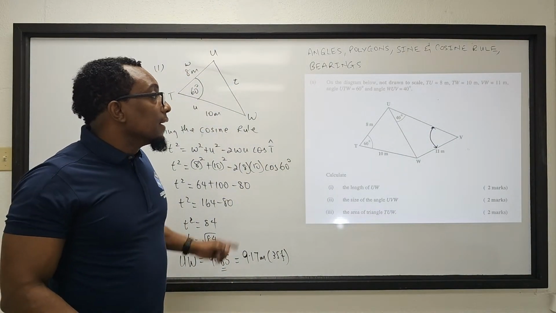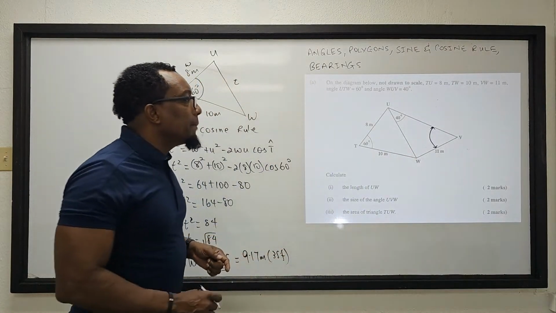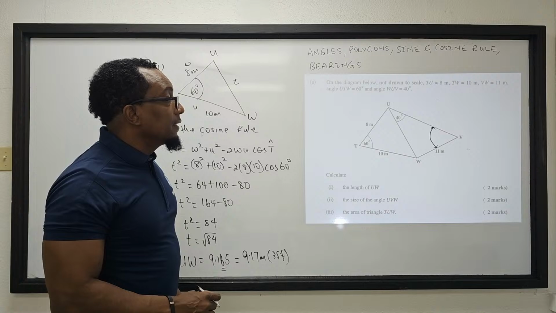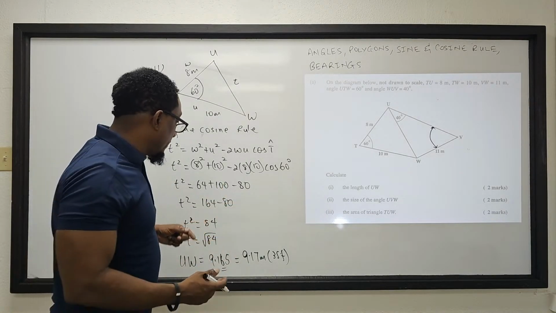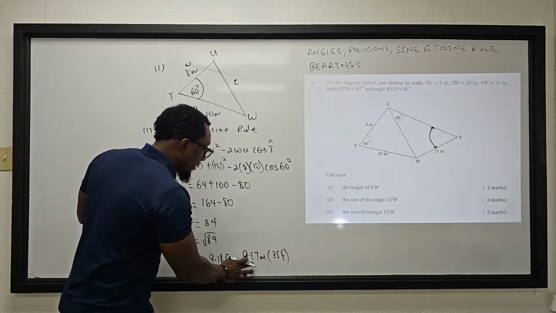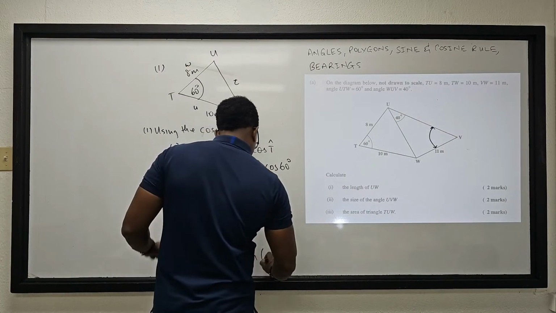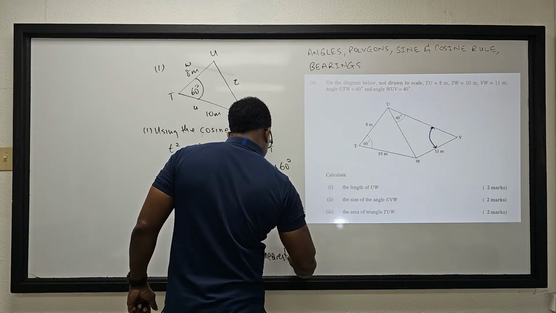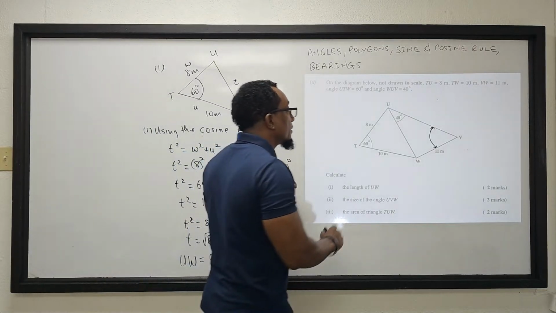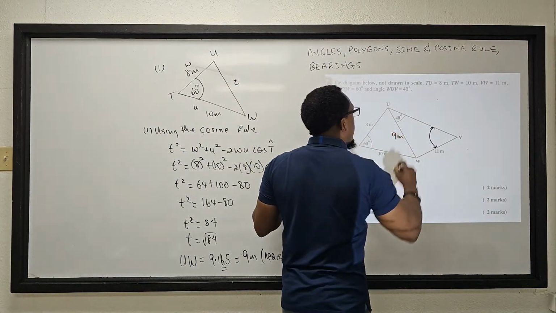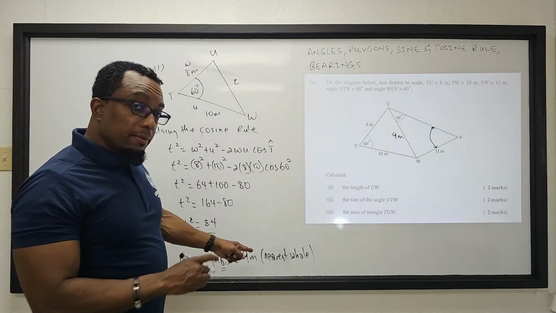Of course, we could see that all the numbers are approximately correct to the nearest whole number. We didn't specify, so let's put it correct to the nearest whole number. So to the nearest whole number, I'll put 9 meters. This is 9 meters here. Alright? So UW, 9 meters to the nearest whole number.